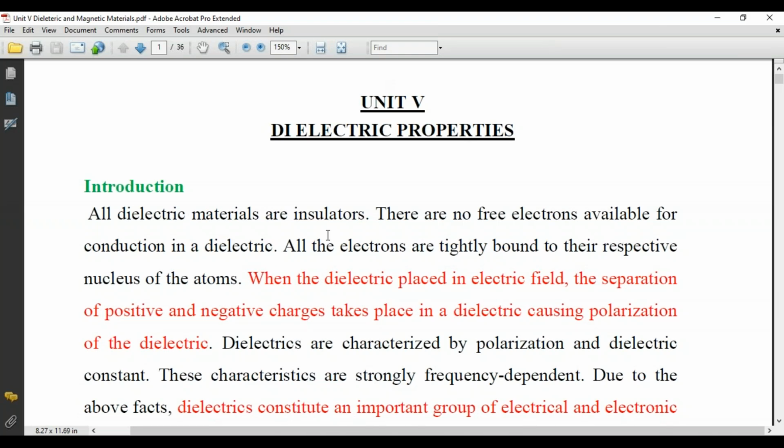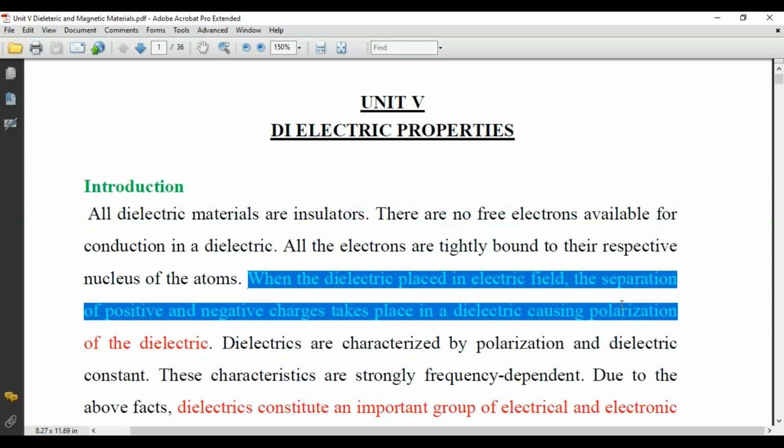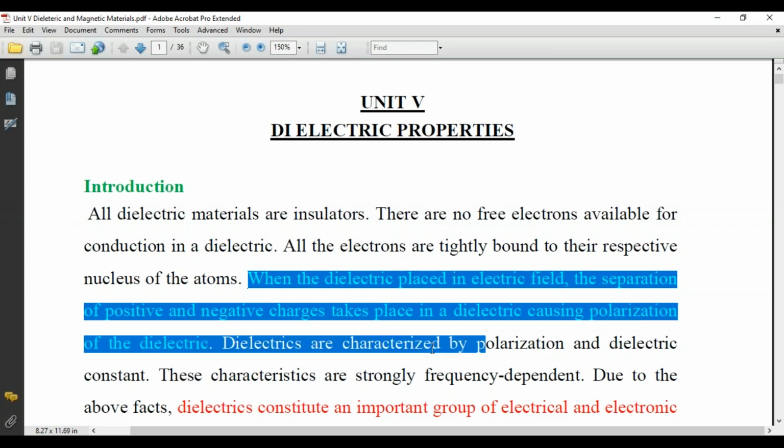That means when a dielectric is placed in an electric field, separation of positive and negative charges takes place in the dielectric, causing polarization. The polarization phenomenon plays the most important role in dielectric materials. That means you have to create polarization in dielectric materials so that you can see the electrical properties. Dielectrics are characterized by polarization and dielectric constant.